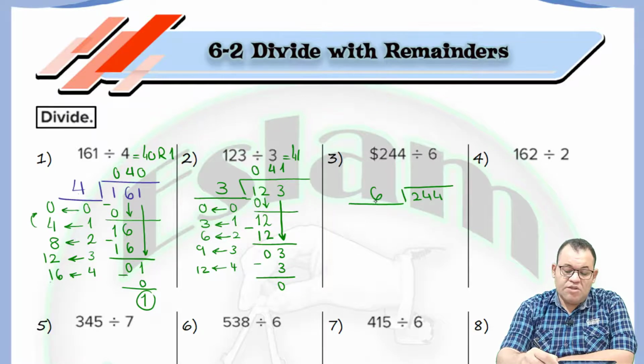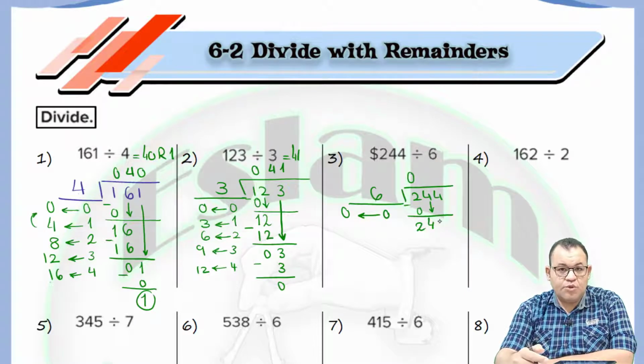2 is smaller than 6, so we write 0 up and 0 down, because 0 multiplied by 6 equals 0. Now we subtract. 2 minus 0 equals 2. Then bring down the next one, which is 4. After subtraction, bring down the next number.